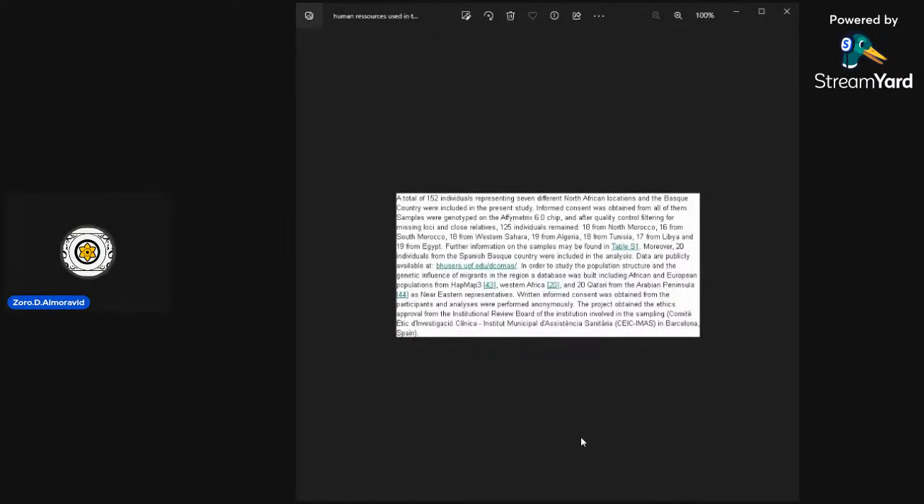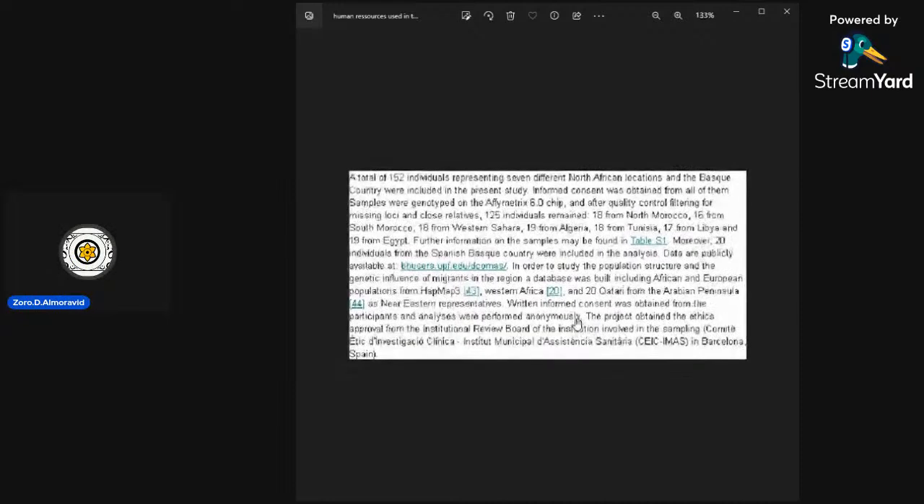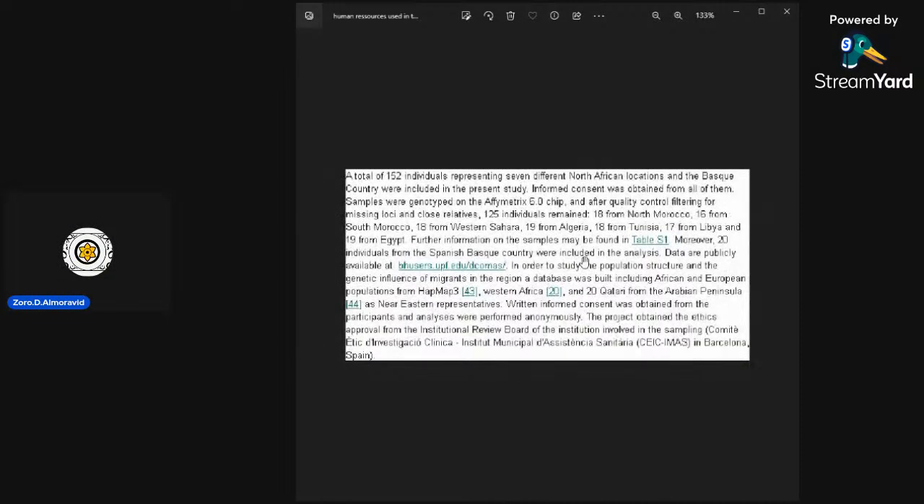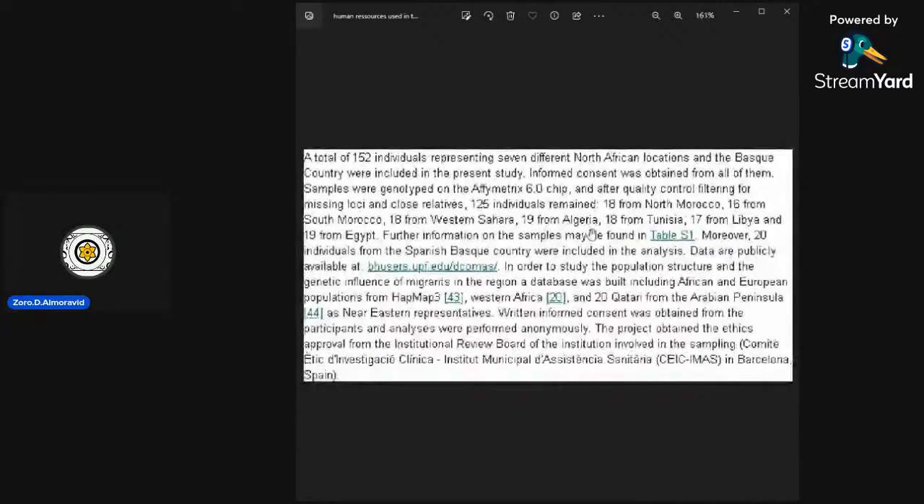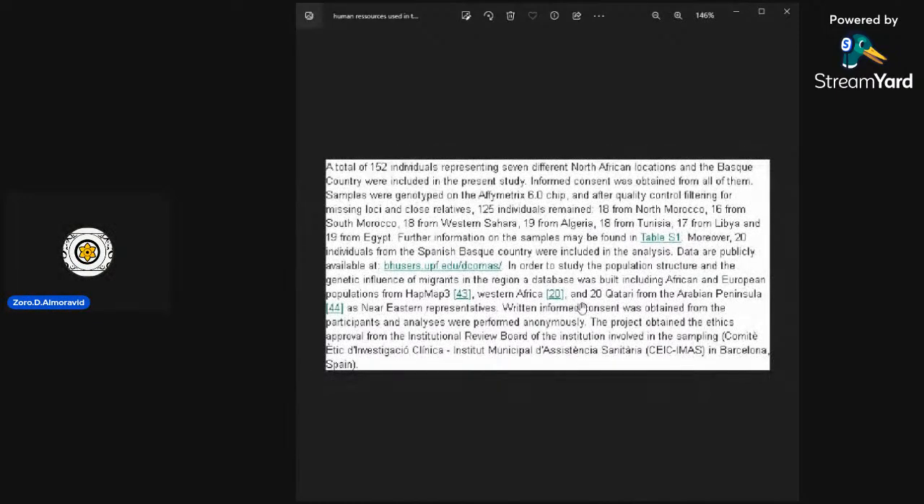So this is a study made by the Municipal Institute of Barcelona in Spain. The sample of this study, as you can see, is 152 individuals: 18 from Western Sahara, 18 from North Morocco, 16 from South Morocco, 19 from Algeria, 18 from Tunisia, 17 from Libya, and 19 from Egypt. Also we have 20 individuals from the Spanish Basque Country, 20 Qatari from the Arabian Peninsula, and 20 Western Africans.